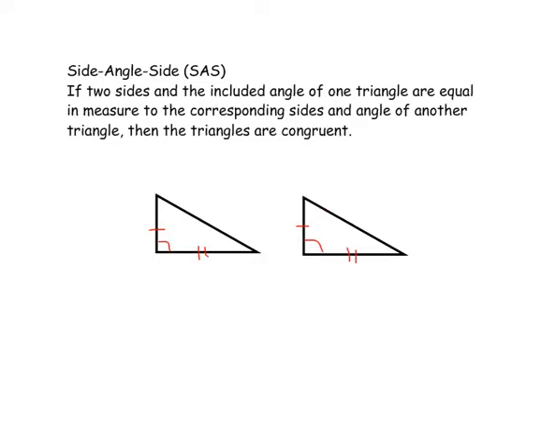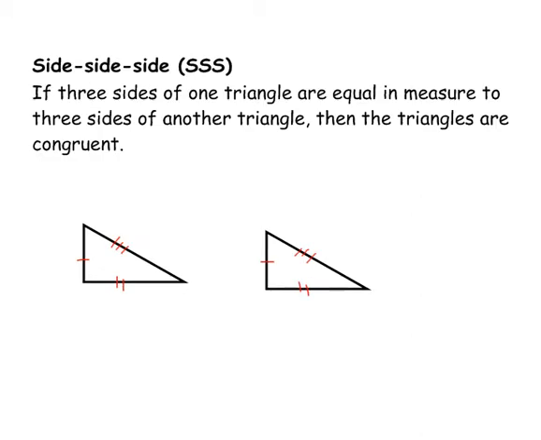Side-angle-side says that we have two sides that are equal in measure, and then the angle that's in between those two sides. So this is side, angle, side. That's what we need to prove in order to have them congruent.